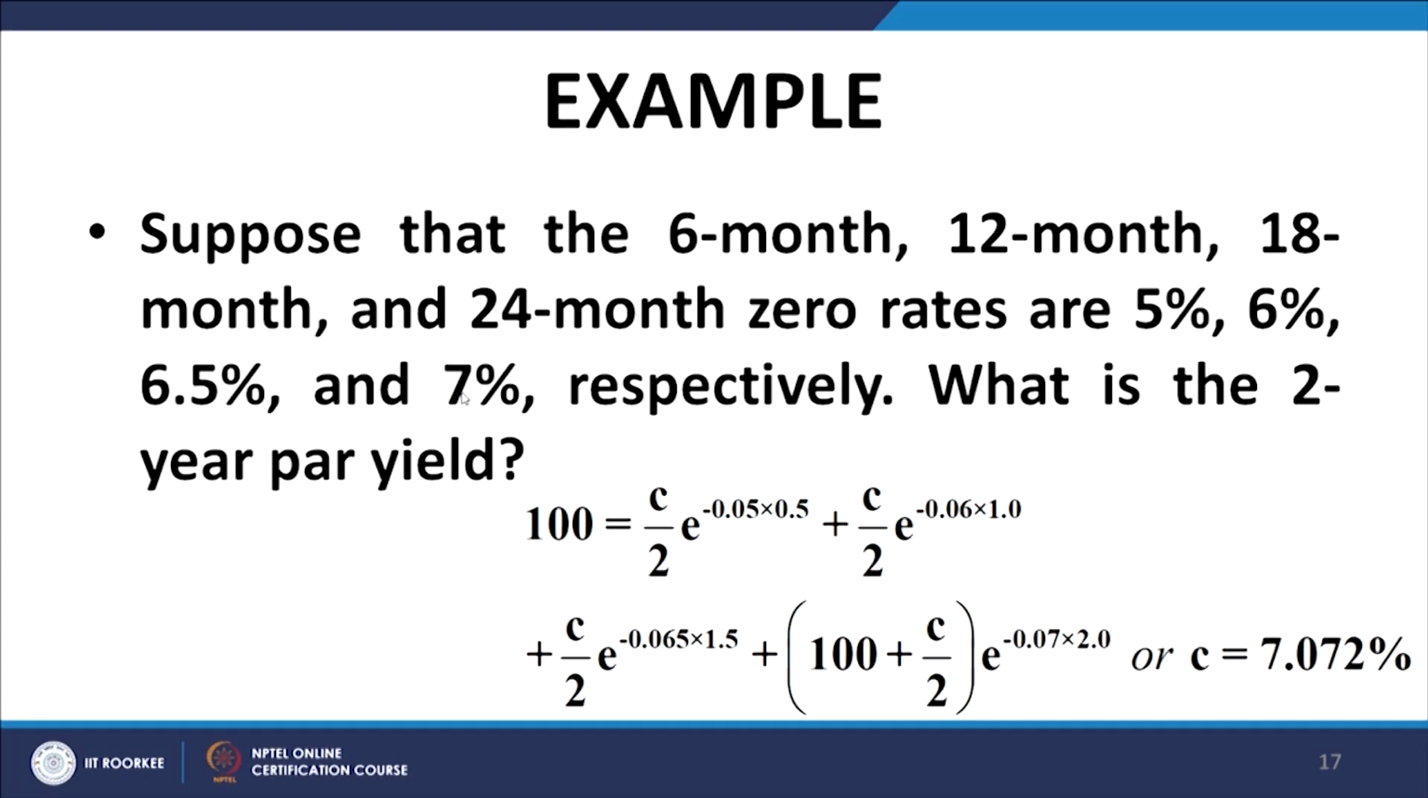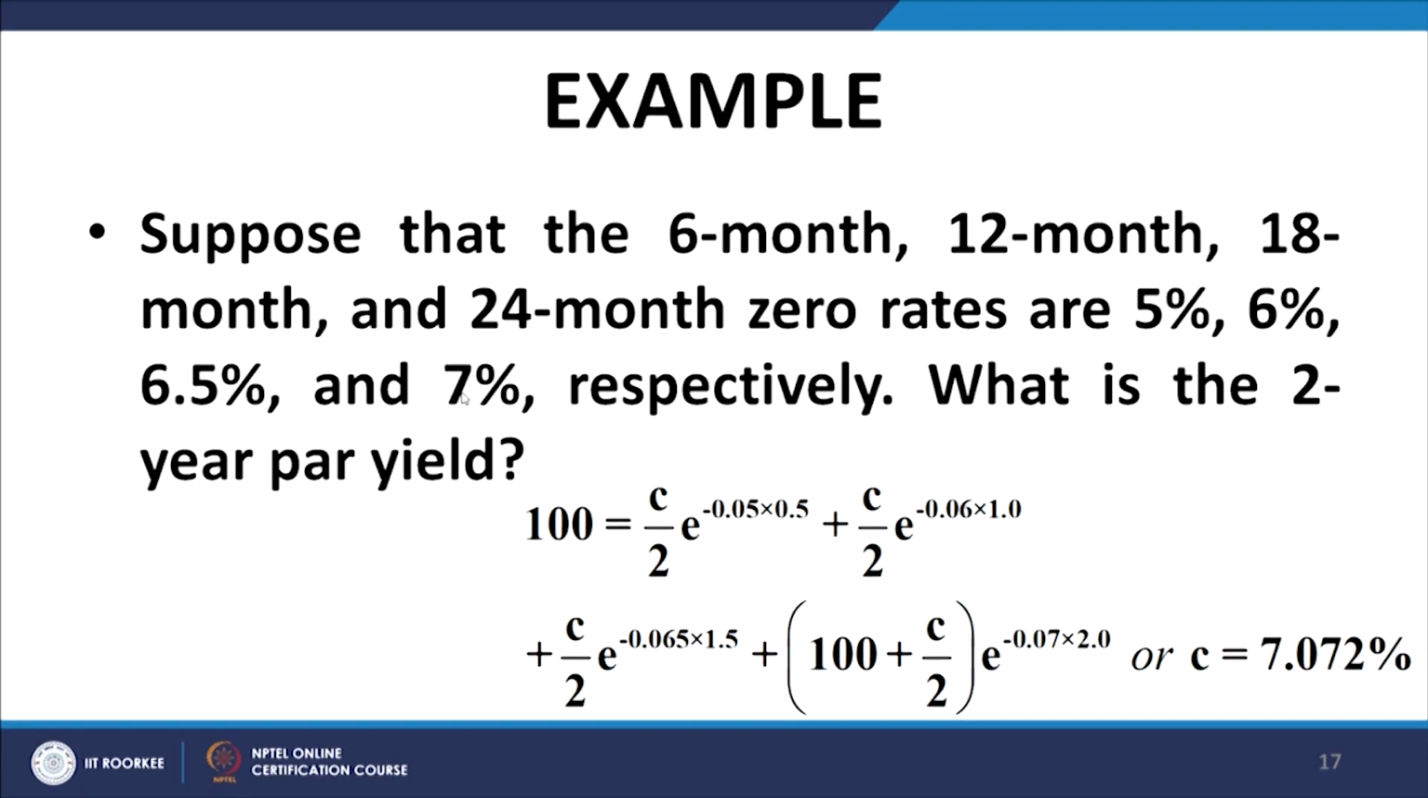Accordingly, all these figures are discounted at the corresponding spot rates. We are assuming continuous compounding here. So, we discount all these cash flows of C upon 2 at t equal to 0.5, 1, 1.5, and 100 plus C upon 2 at t equal to 2. We are discounting all these at the relevant spot rates, 5% for the 6 month discounting, 6% for the 1 year discounting, 6.5% for the 1.5 year discounting and 7% for the 2 year discounting, and we equate this to the par value of the bond, which is 100.